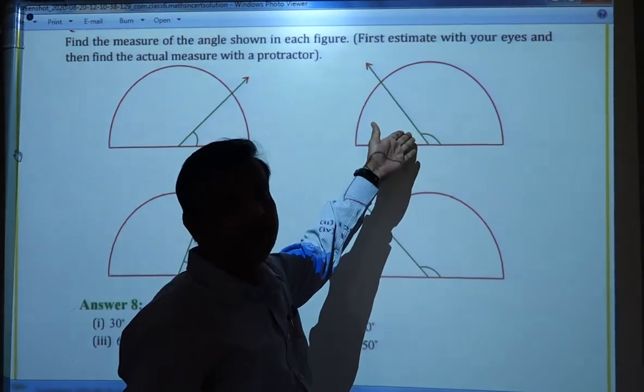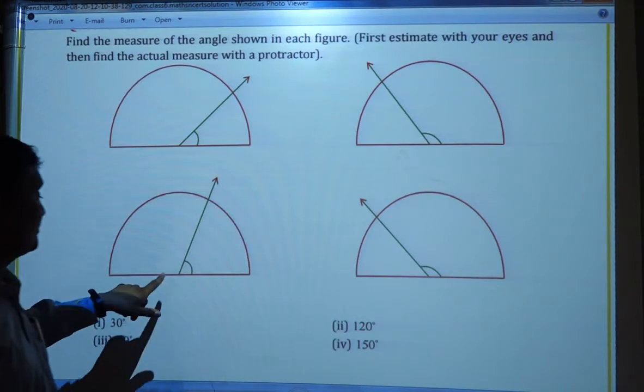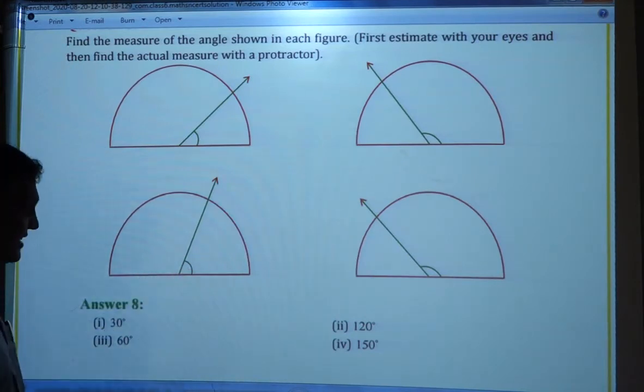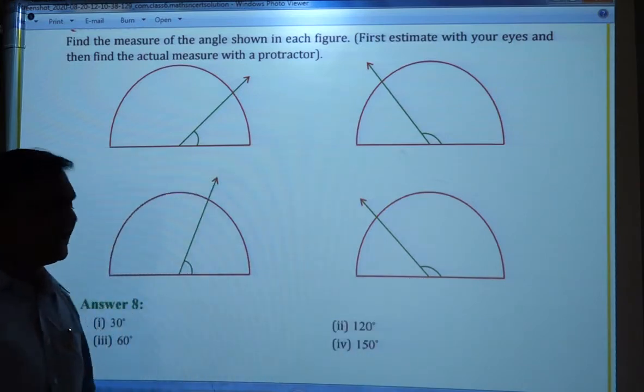Second one, again it is confusing for you. It is 120 degrees. You measure it, you will come to know this is 120 degrees. Third one is what? 60 degrees. And fourth one is what? 150 degrees. Measure with the protractor and write it.